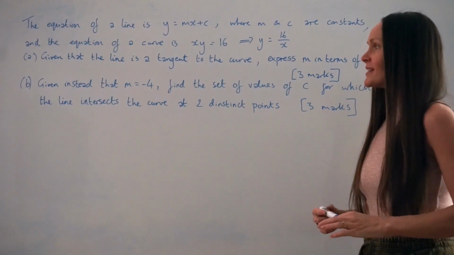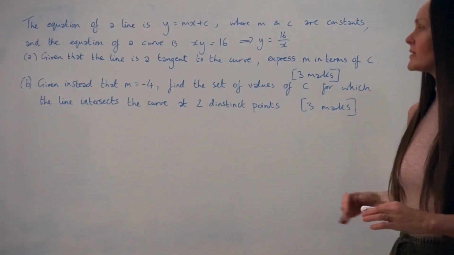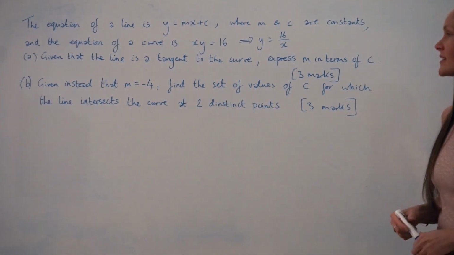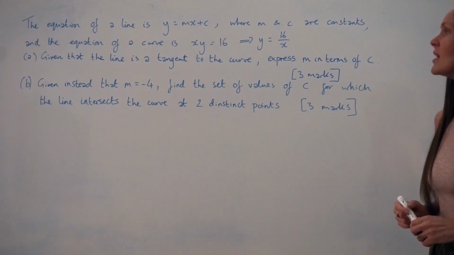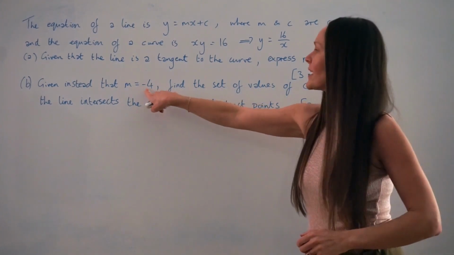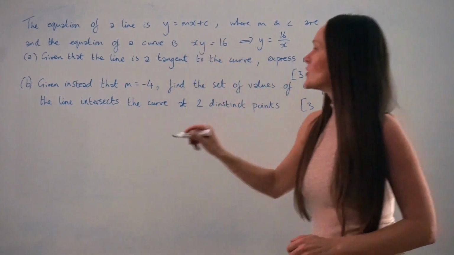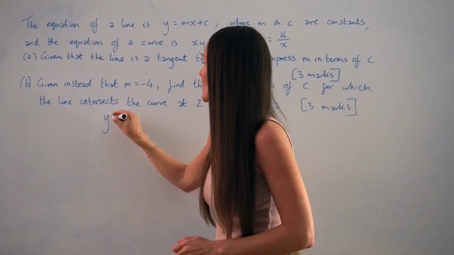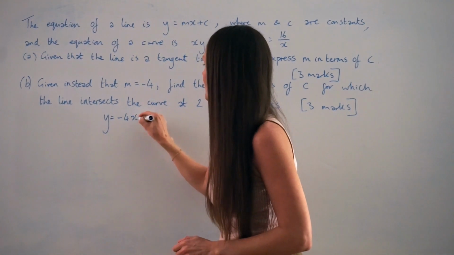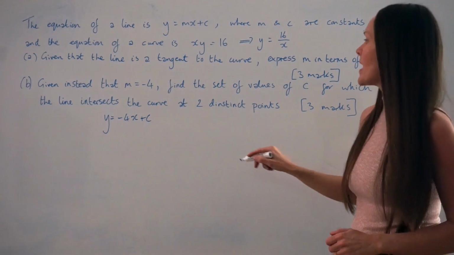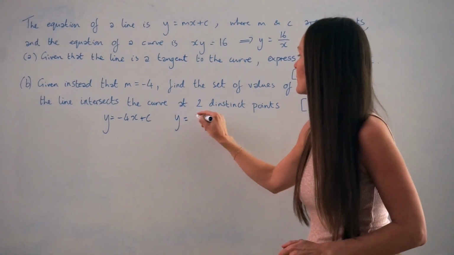So in part B, it says, given instead that m equals negative 4, find the set of values of c for which the line intersects the curve at 2 distinct points. So if m is equal to negative 4, that's going to change the equation of the straight line. So now it's going to look like this: y is equal to negative 4x plus c. And the equation of the curve here, y equals 16 over x, is the same as before.